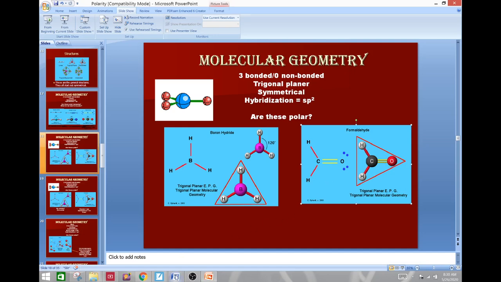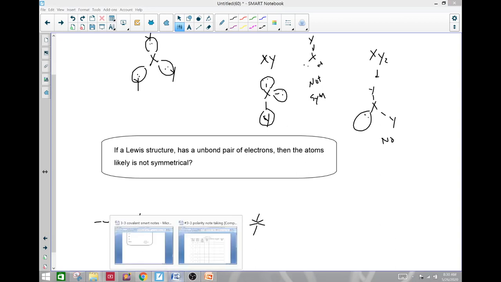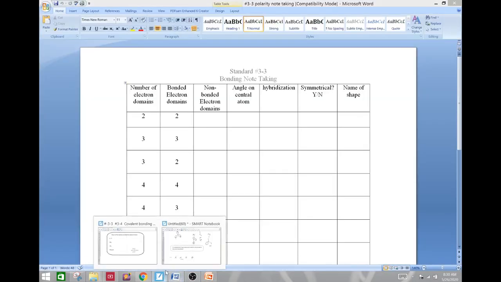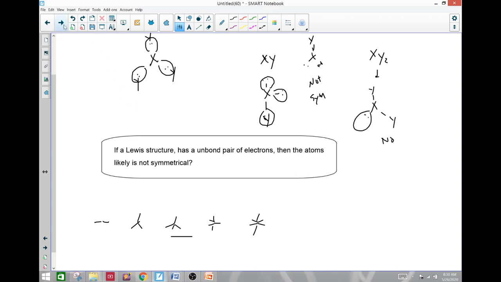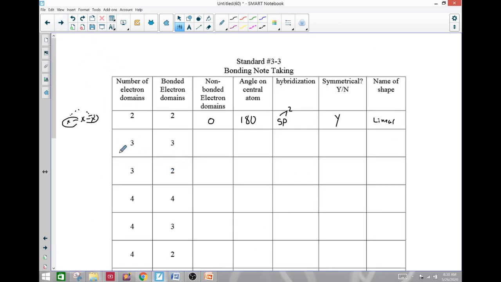Let's fill our sheet out a little bit here. And I want to do the different one here. So this is something off the center, and we have bonded. I try to draw a trigonal planar, but it doesn't always work the best on paper. So trigonal planar. Is it symmetrical? Yes. Hybridization, sp2. Angle, 360 divided by 3 is 120. And unbonded is 0.